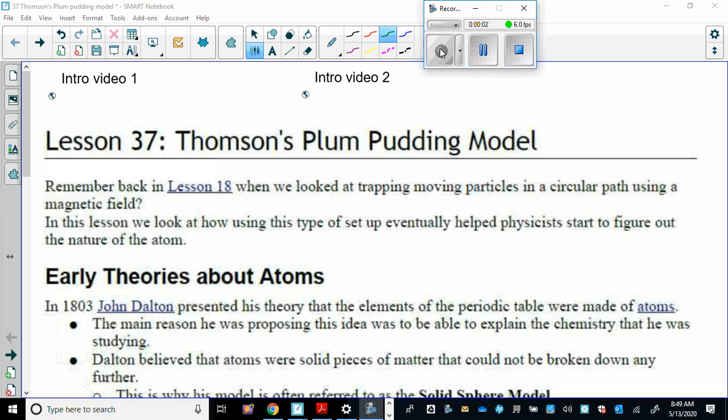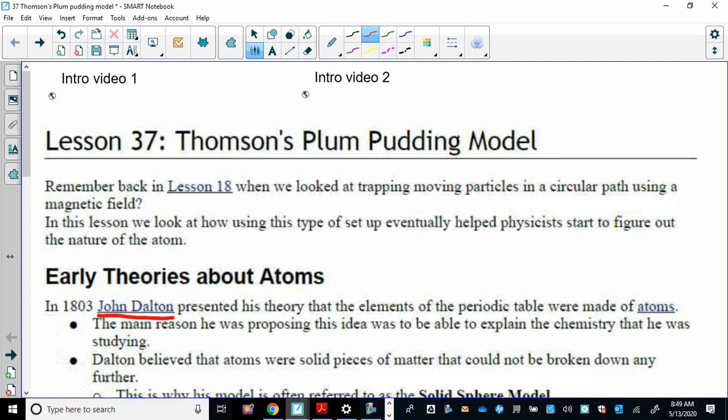We're on to lesson 37, and now here's where we really get into atomic physics and models of the atom. And we start with J.J. Thomson's plum pudding model. Before J.J. Thomson, we have this guy, John Dalton, right here.